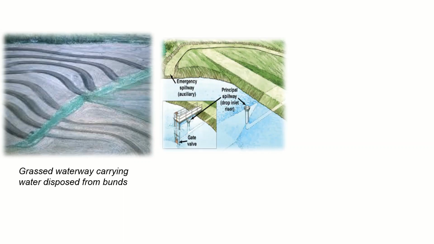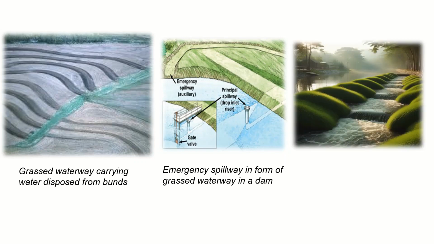So waterways are used for carrying the excess water from bunds. So from bunds, this excess water is diverted towards this grass waterway, and this grass waterway will again divert it to some suitable point. Now in this dam, the overflowing water will start getting diverted towards this grass waterway. This is an emergency spillway. So emergency spillway is in form of a grass waterway, so that the speed of water is reduced and it becomes non-erosive. Excess water from pond can also be diverted into some grass waterway and safely disposed.